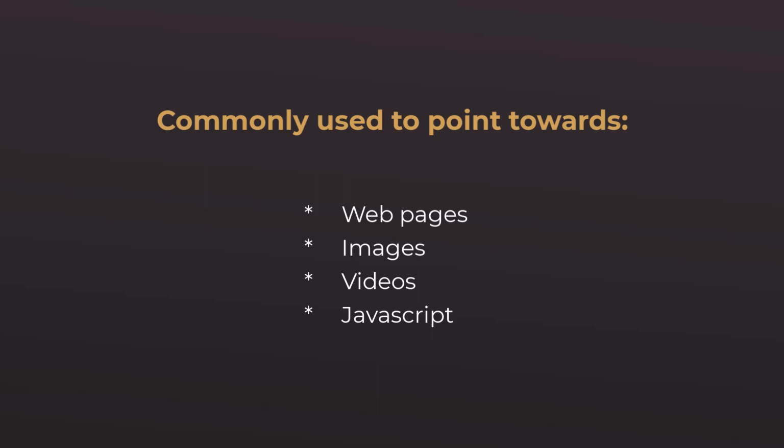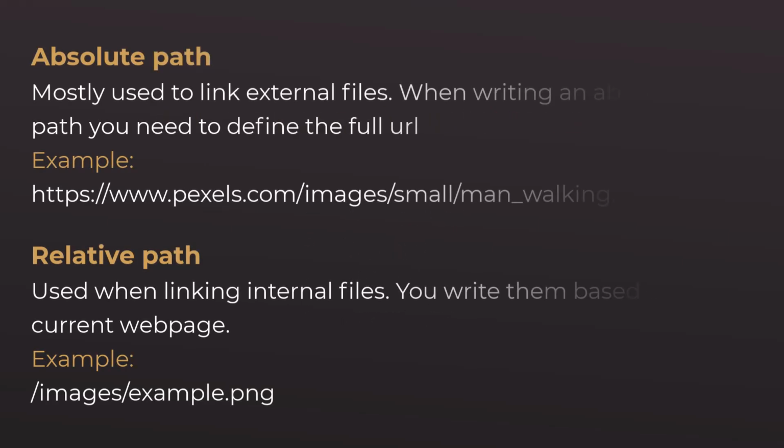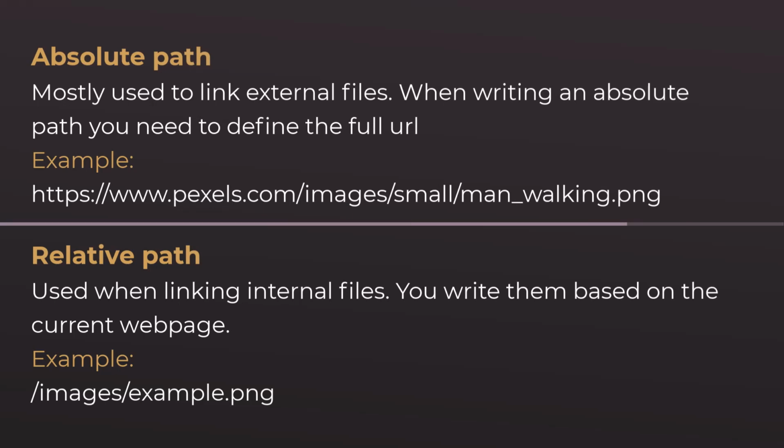So there are two ways to write this. You can write this as an absolute or relative path. And the difference is absolute paths are mostly used for external files that are not hosted on your website, and you have to type the full URL. That includes the HTTPS, www, all of that.